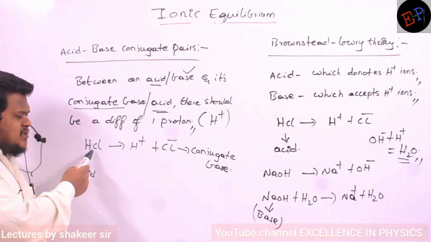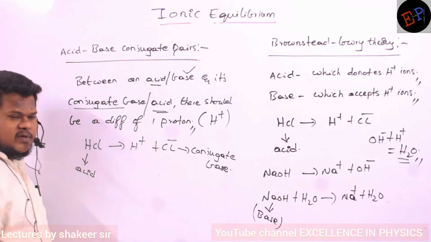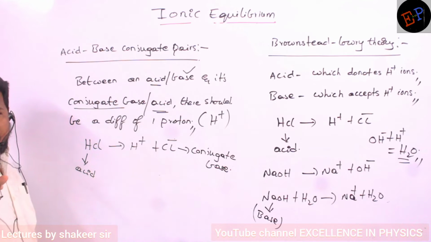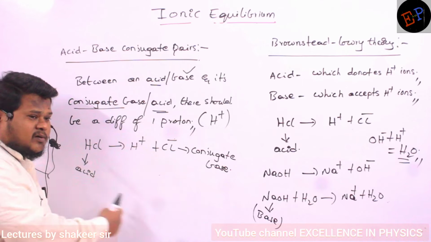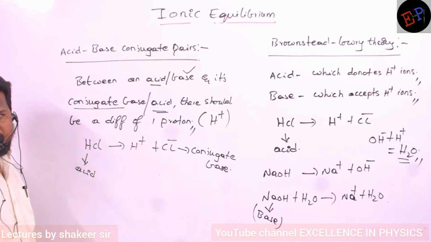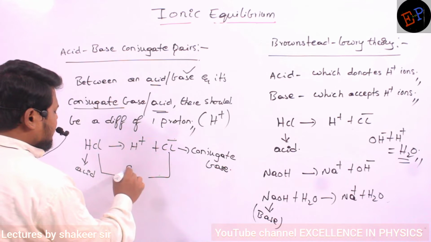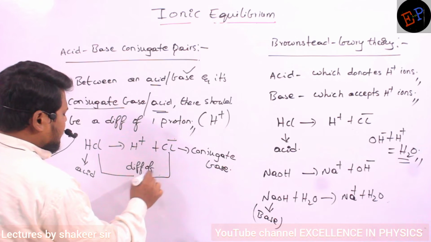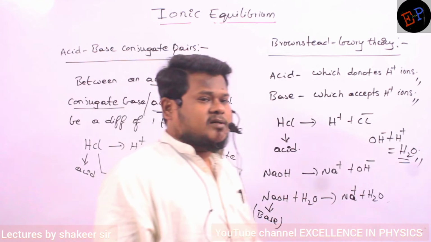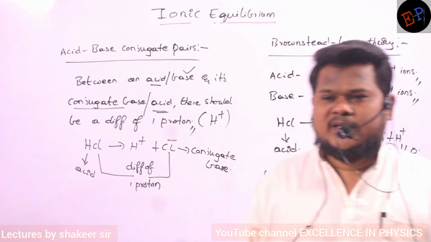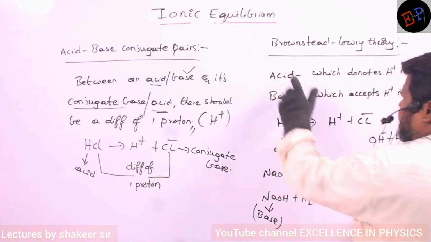Because if you see HCl and Cl-, what is the difference between them? The difference between them is one H+ ion, no? It means one proton is the difference. So if there is a difference of only one proton, then such pairs you can call acid conjugate base pairs. Are you able to understand? So between HCl and Cl-, there is a difference of one proton. So this will form an acid and its conjugate base pair. Clear, no? Shall I take one more example?